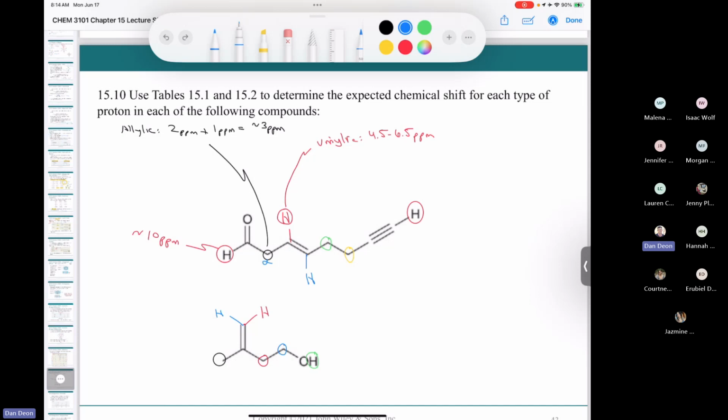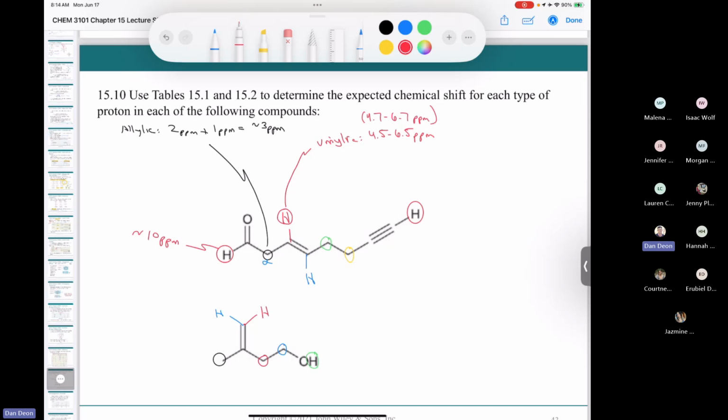If you add 0.2 to 6.5, you get 6.7. And so I would also accept 4.7 to 6.7 parts per million. But they're so close, it's fine either way. They're both perfectly acceptable answers.